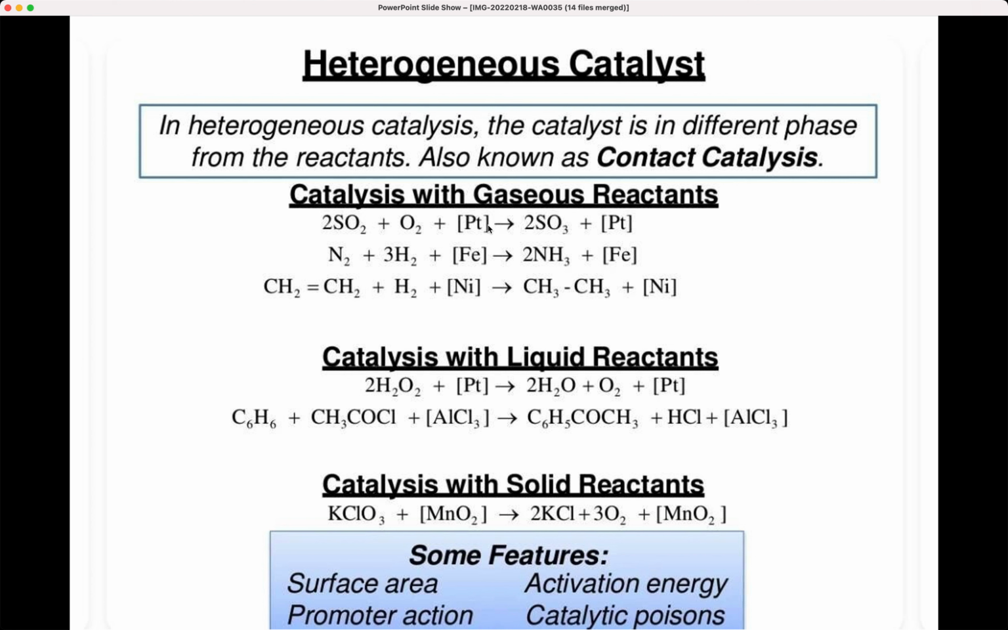SO2, O2, platinum is given, same platinum is over here, and on the product side you can also see other examples. N2 plus 3H2 plus iron, which is added as a catalyst. Here also iron doesn't undergo any change. Then with liquid reactants also it's given here, and solid reactants.